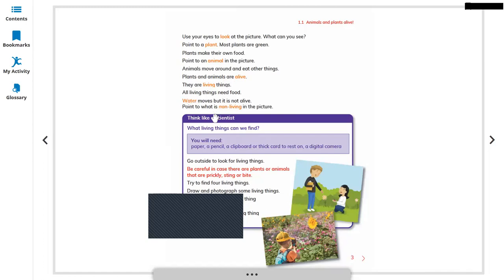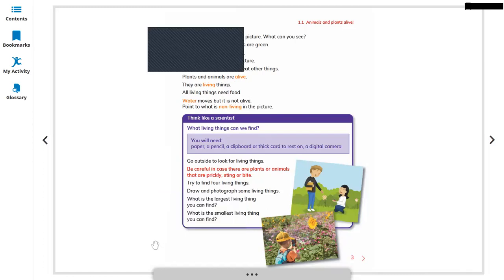Water moves, but it is not alive. Point to what is a non-living thing. Water. Water can move, but it cannot grow by itself. So water cannot reproduce. So it is also a non-living thing. As I told you, the example of clouds. Clouds can move, but they are non-living things.